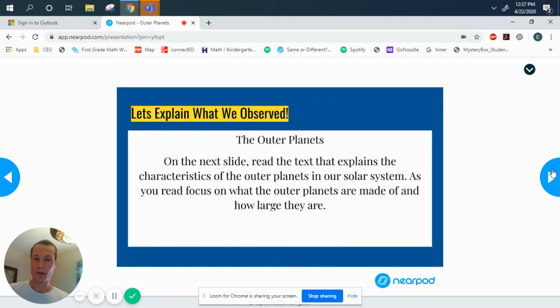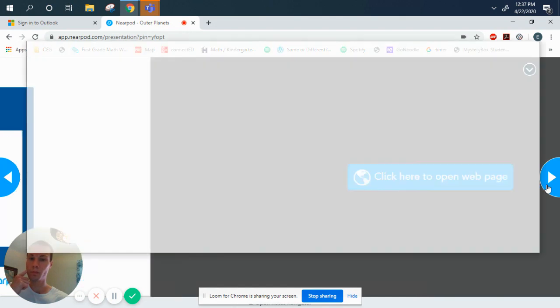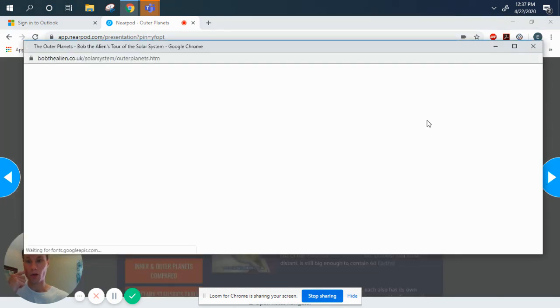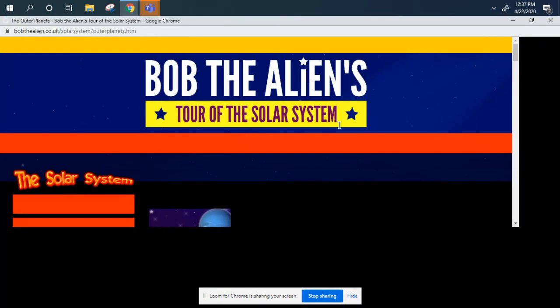So let's explain what we observed. So the outer planets, on the next slide, you're going to read the text that explains the characteristics of the outer planets in our solar system. Focus on what the outer planets are made of and how large they are. So while you're reading, you've got a purpose. Read for information about how big the planets are and what they're made out of. Your website should pop up like this.